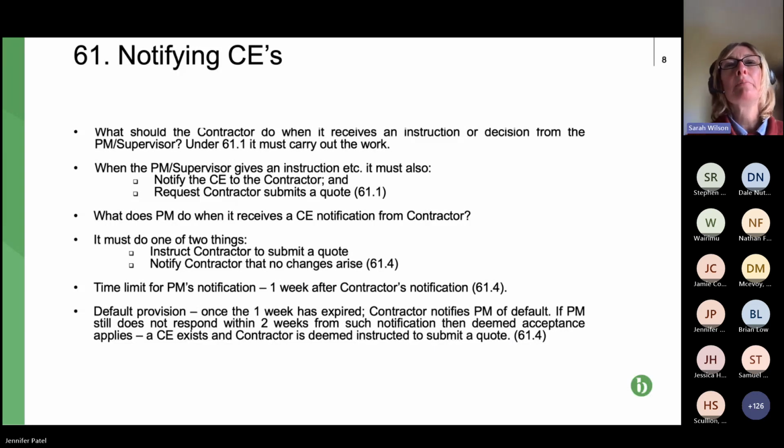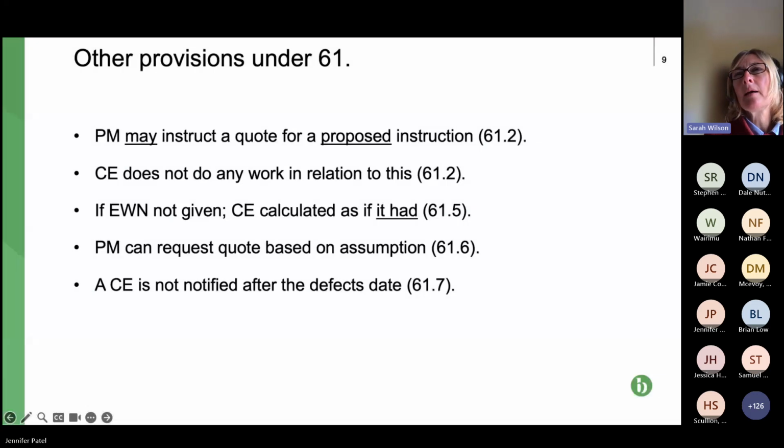We can move on. That's just covering in real time the process that we've just been looking at. So okay, some other provisions under clause 61. The first one is about the PM instructing a quote for a proposed instruction.